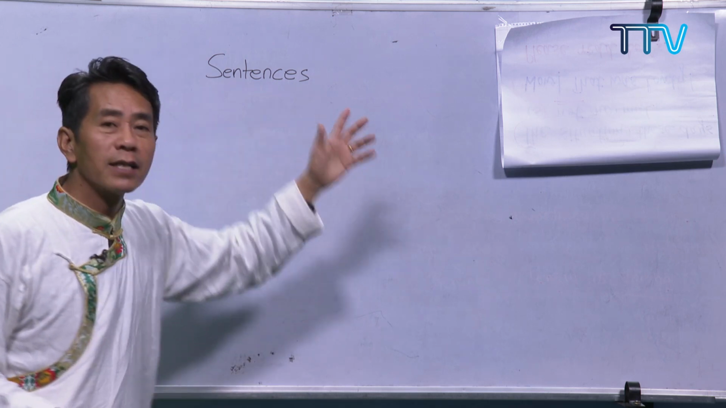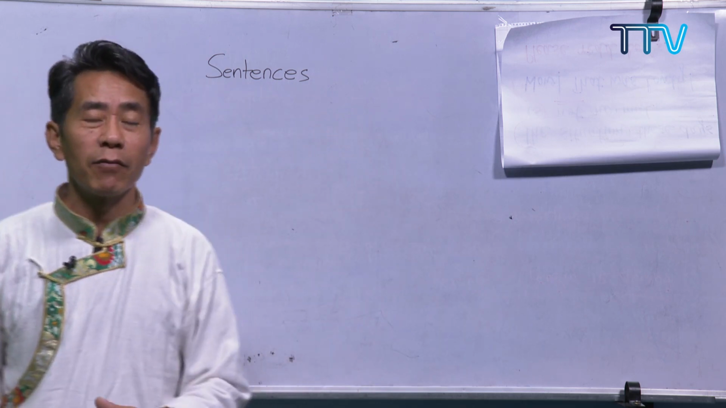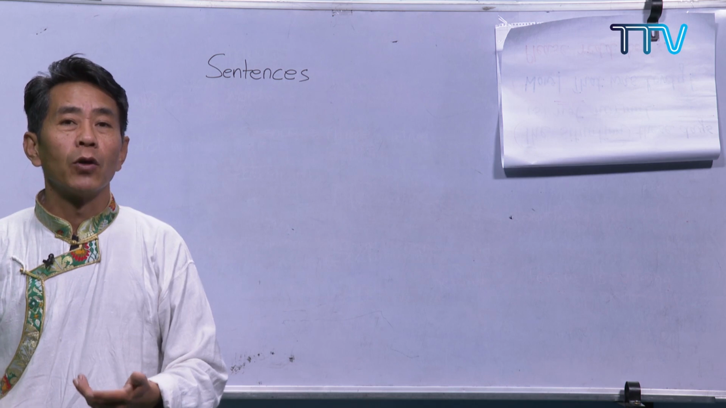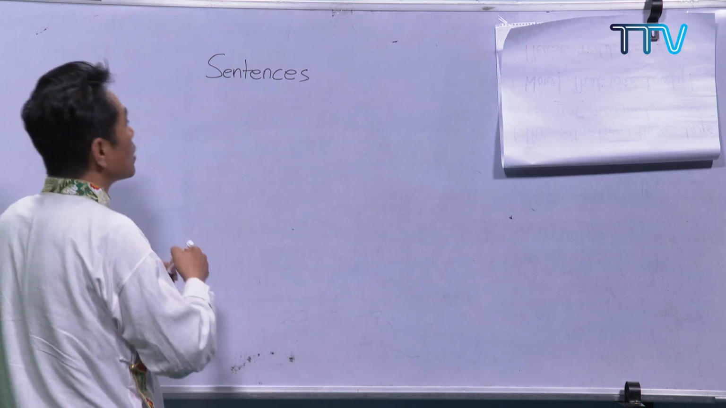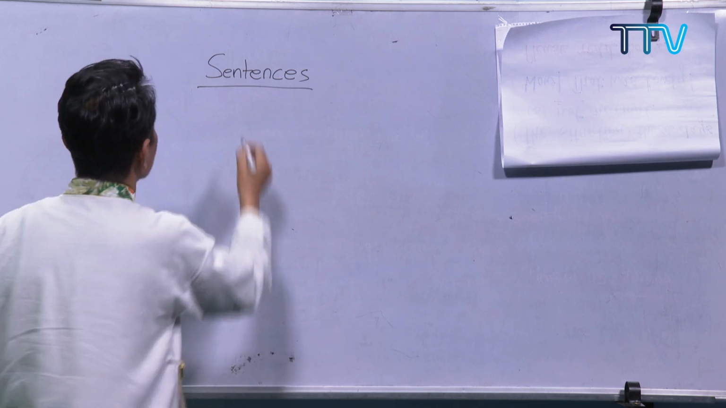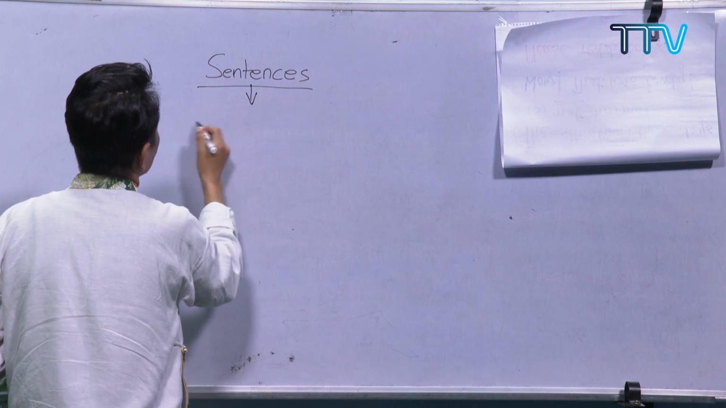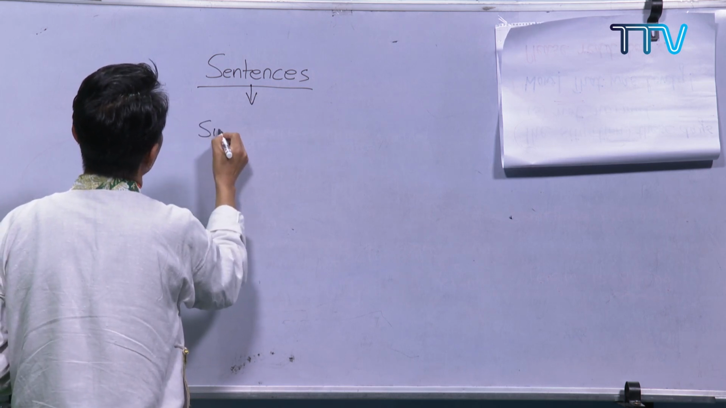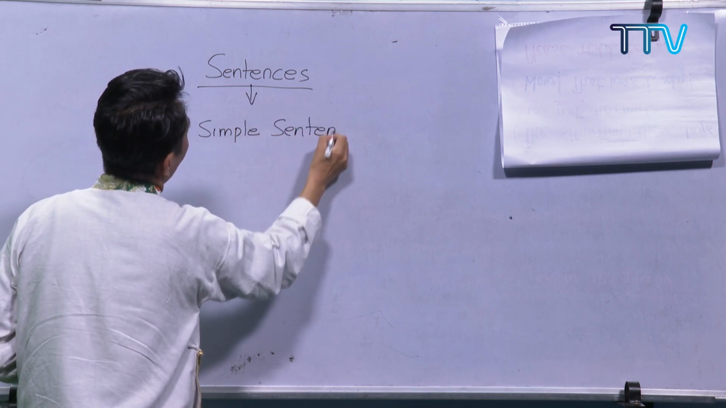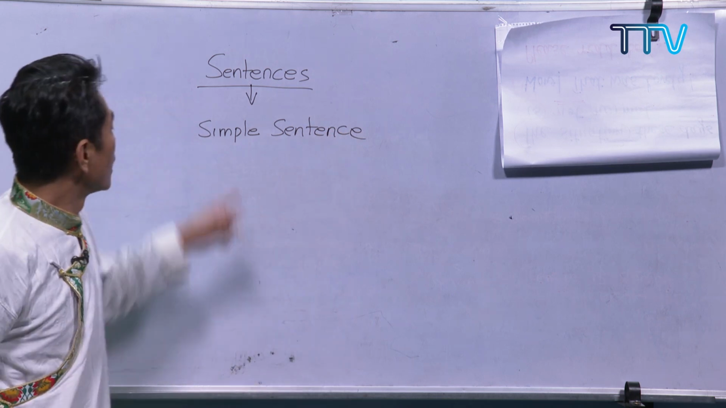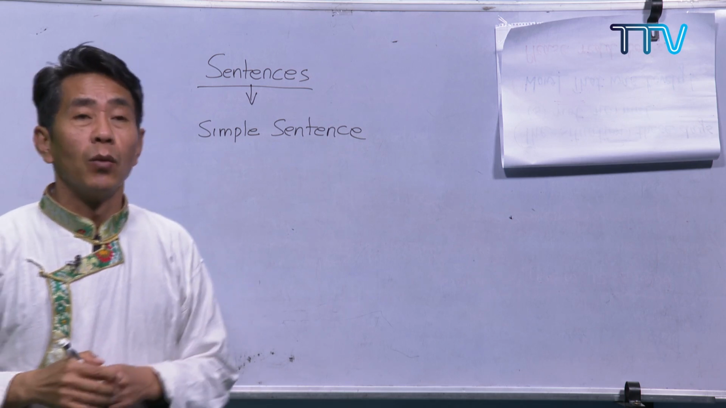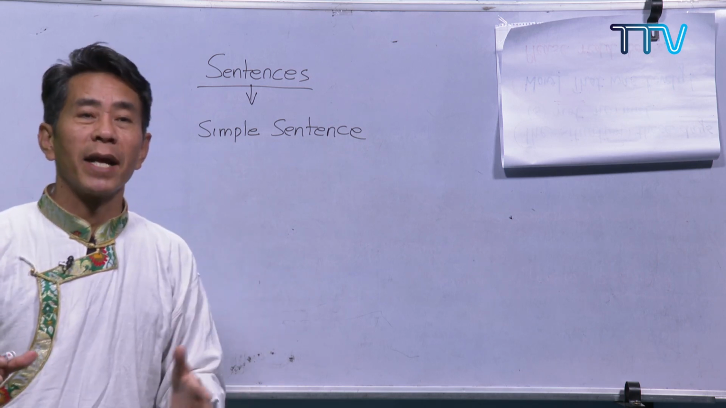We have interrogative, exclamatory, statement, and imperative. These are some of the sentences Gela had already introduced. Gela has also taught you about the simple sentence. A couple of minutes back, you already learned about the simple sentence. In a simple sentence, what we have is one independent clause.